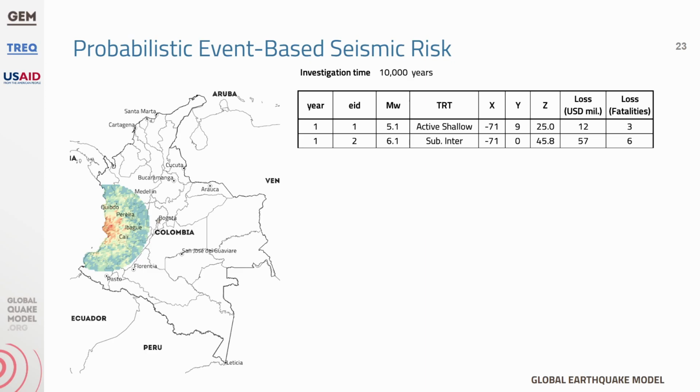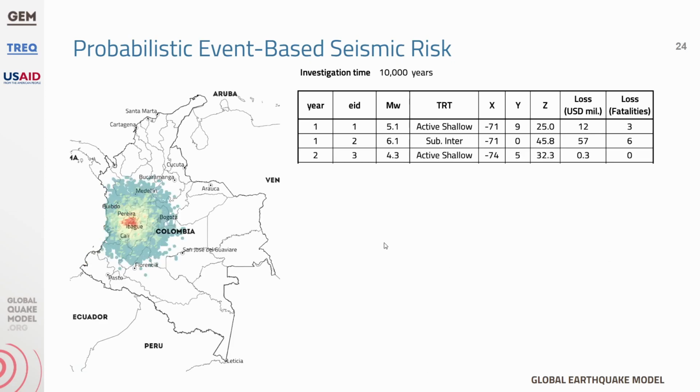And following the same procedure that I just described before, we have the ground motion field, we have what is exposed, we calculate the loss ratios not just for one site, but for all the sites, and we understand how much economic losses and fatalities there are. We aggregate all of that, and then we obtain the losses for the second event. In this case, we're saying that this event is causing $57 million and 6 fatalities.